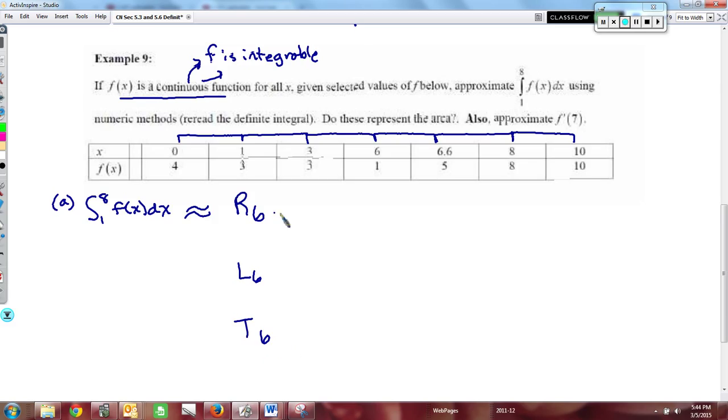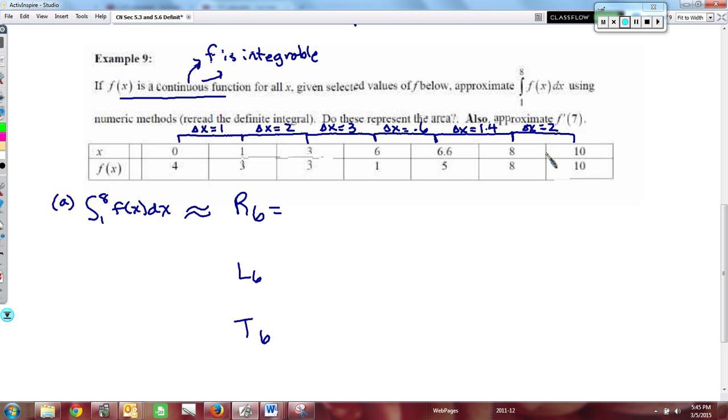Now what I want to be careful of in this problem is your delta x. For the first rectangle, delta x is equal to 1. But for the second one, delta x is 2. For the third one, delta x is 3. Then we get delta x is 0.6. And delta x equals 8 minus 6.6, 1.4. And the last one, delta x is 2. So we notice that we have different widths of our rectangles, but that's okay.